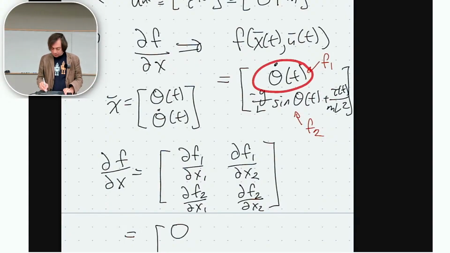Now the partial derivative of theta dot with respect to our second state, theta dot. What's that? 1.